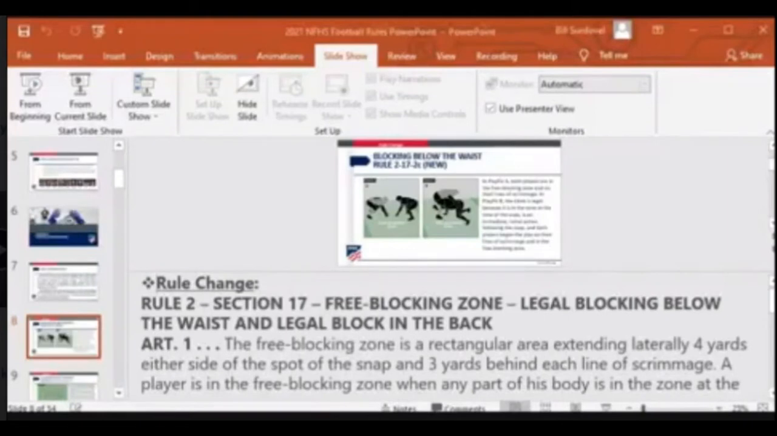So we'll talk about this. The initial contact is with the hands. Some people ask me, what if the hands are there? When the blocker finishes the block below the waist, it is not a foul if he is in contact initially with the hands of the player. That kind of should help you too.